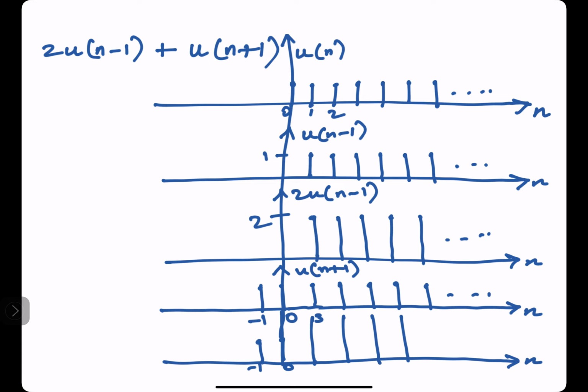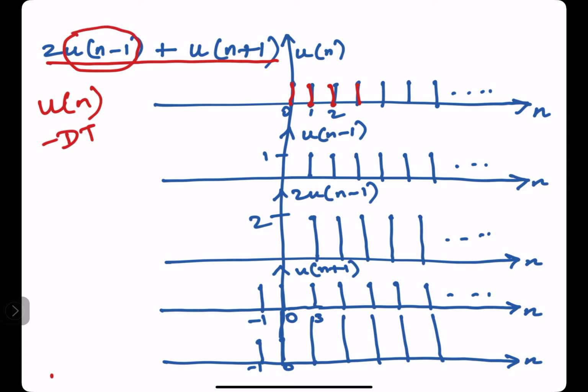So now we will consider this example, 2 into u of n minus 1 plus u of n plus 1. Here u of n is a discrete time signal. So this u of n is represented by discrete 1, amplitude 1 at discrete instances of time. So now we need to do this operation, that is u of n minus 1. So u of n is shifted by 1 unit, that is delayed by 1 unit. So from 1 it will start.